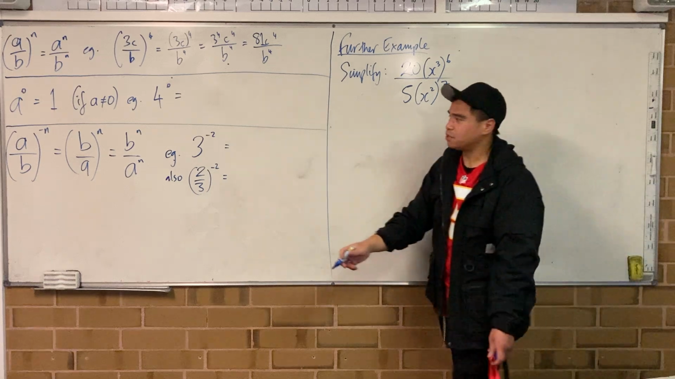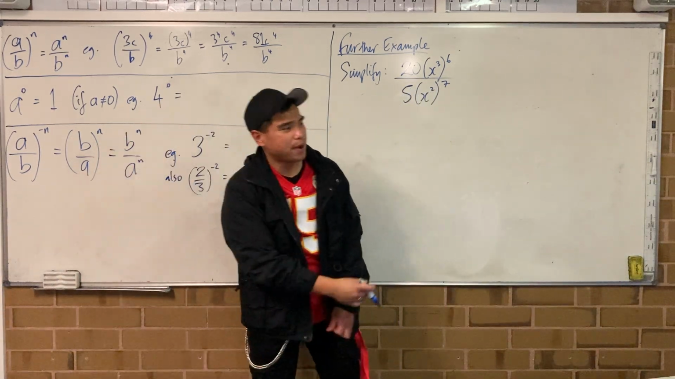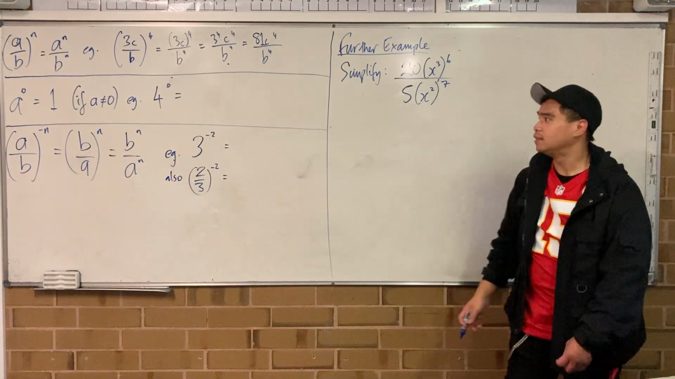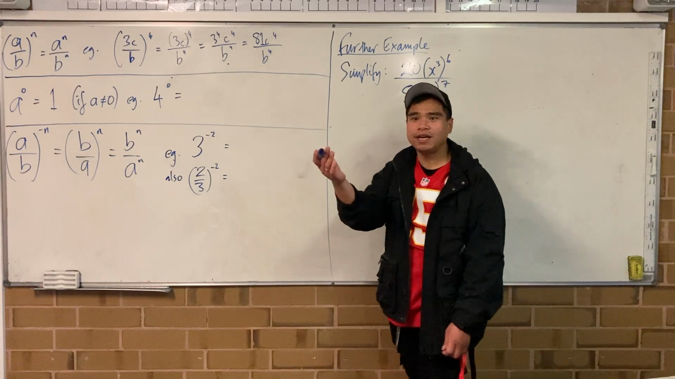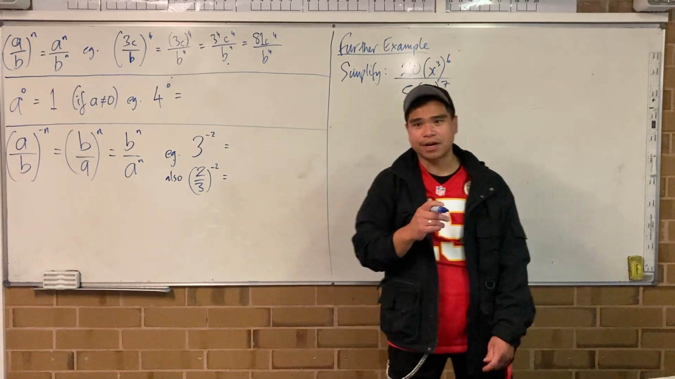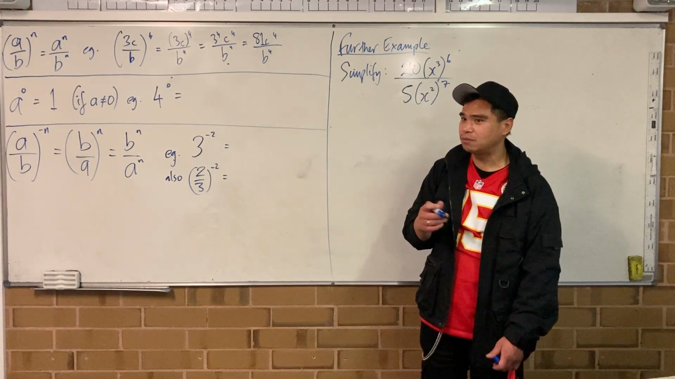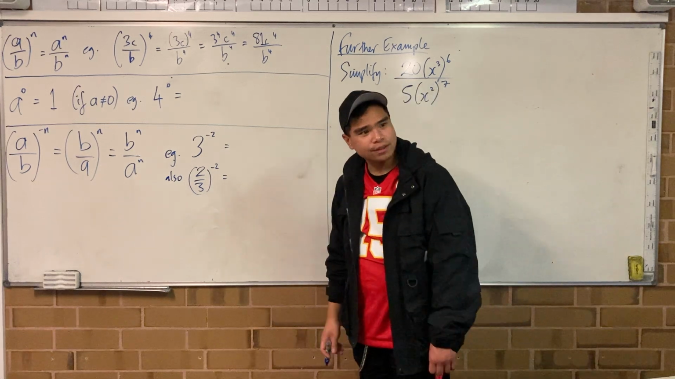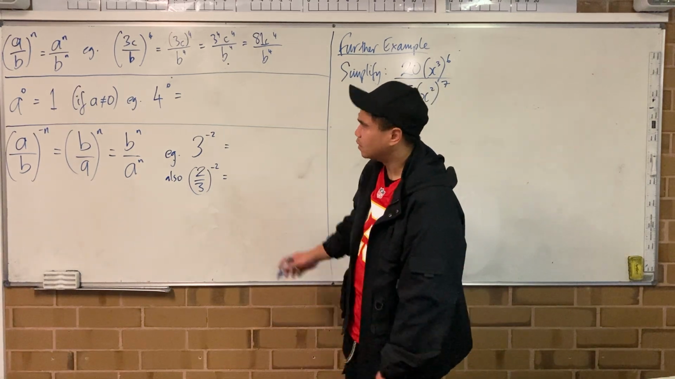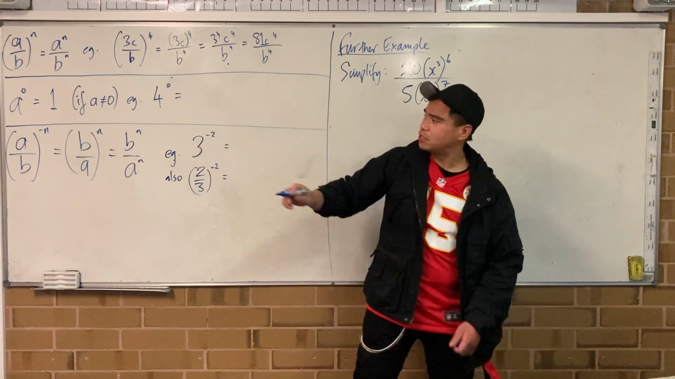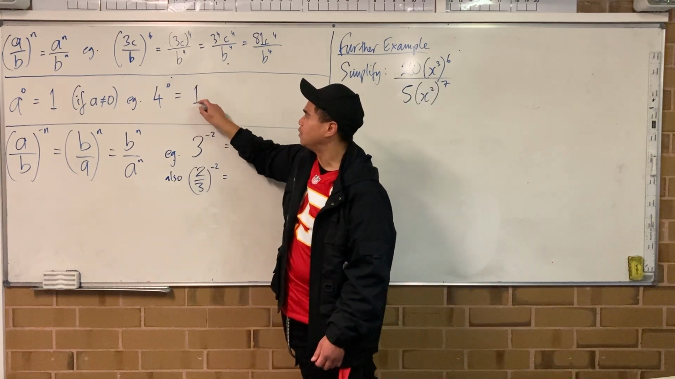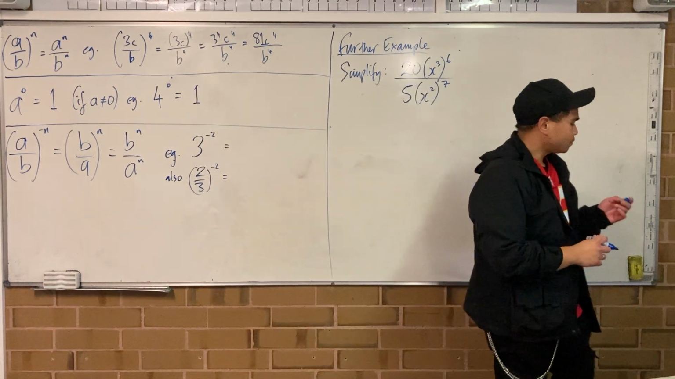The next law, just memorize it, please. Anything to the power of 0 is 1, as long as the base number is not 0 already. Because 0 to the power of 0, I don't know if you can do that. Is that legal? No idea. 4 to the power of 0 is going to be 1. Anything to the power of 0 will be 1.